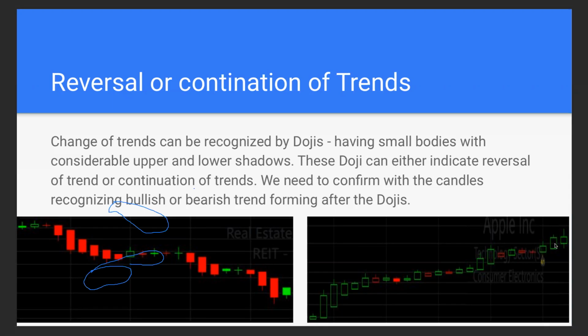Okay, any questions so far? Folks, any questions so far? Yeah, I have a question. Regarding the wicks or shadows, the long upper wick generally signifies that there's a high amount of selling pressure, right?